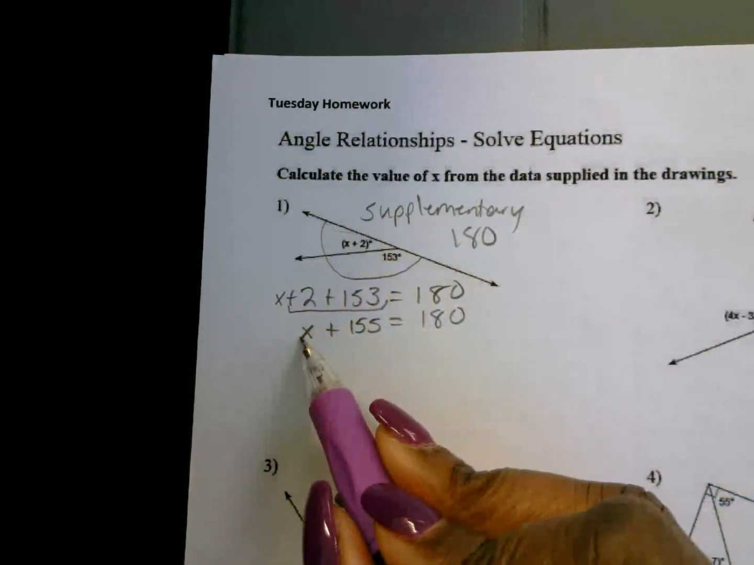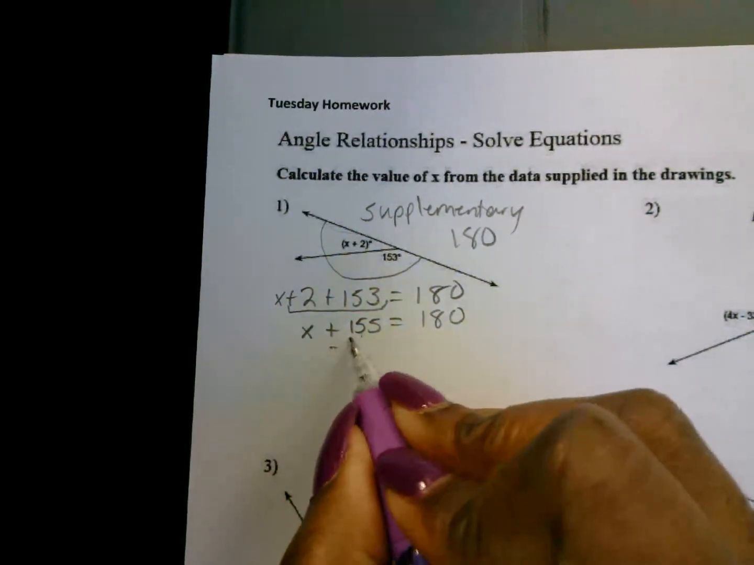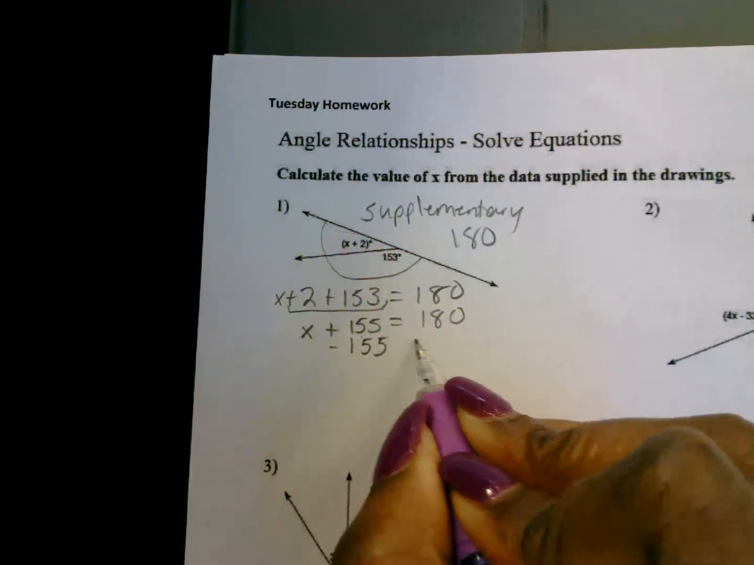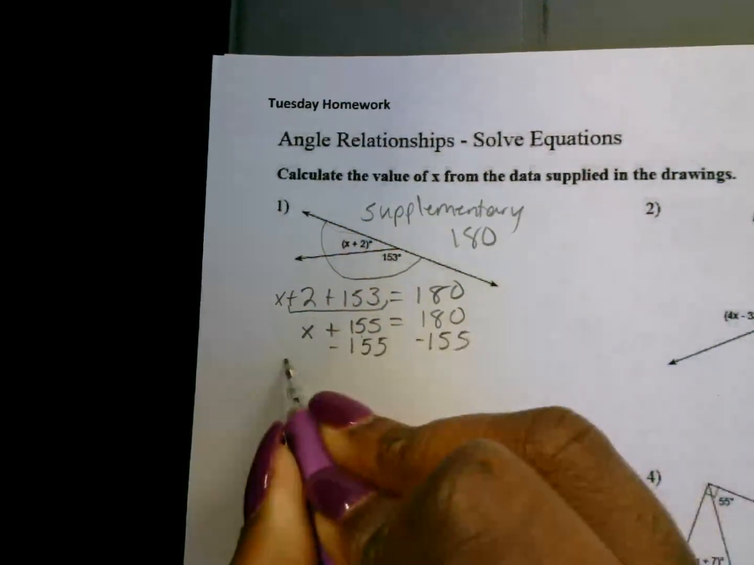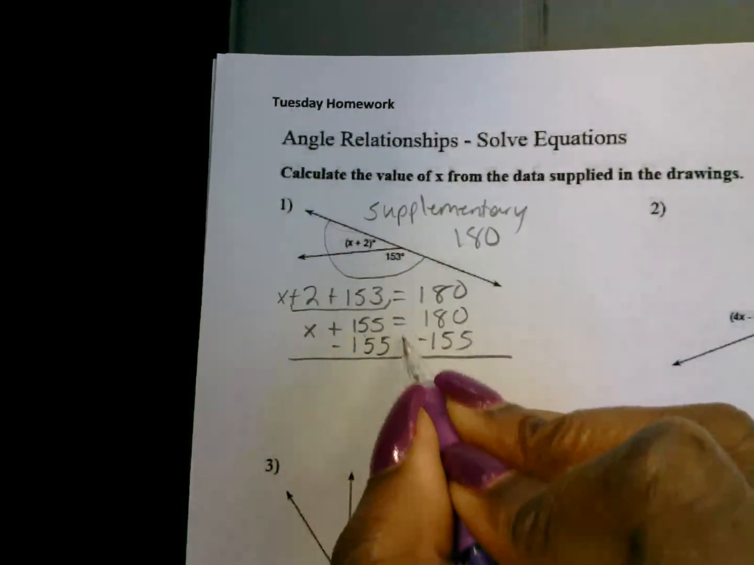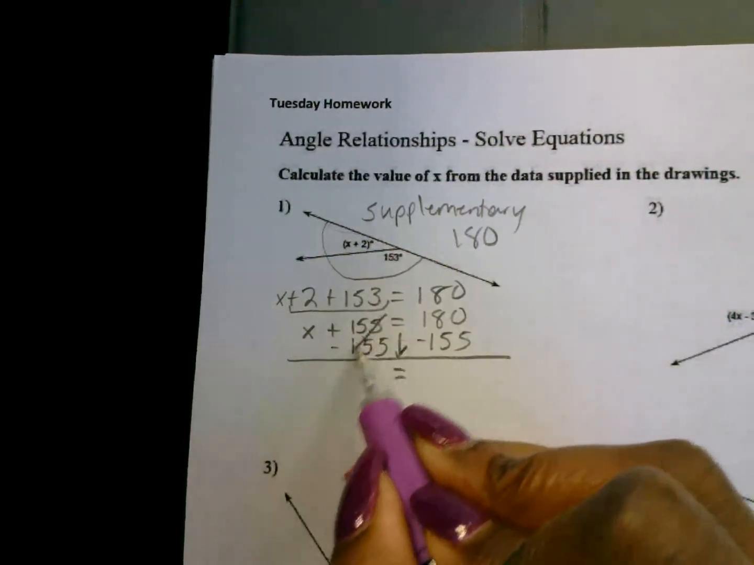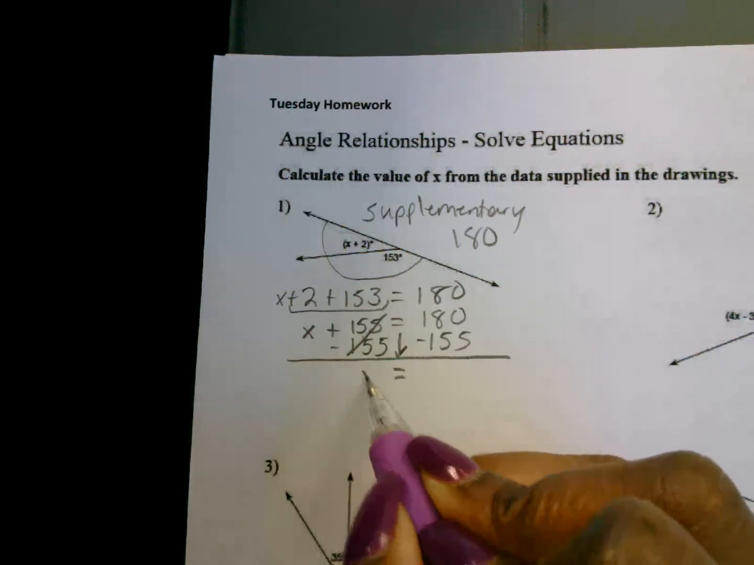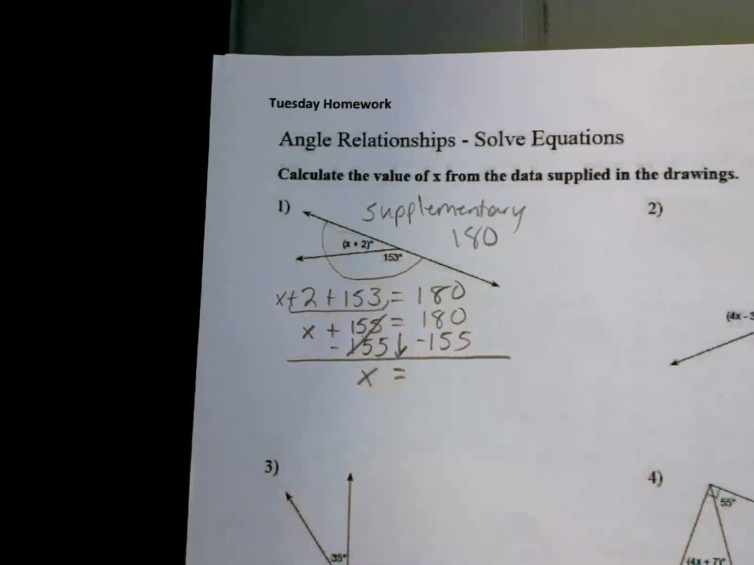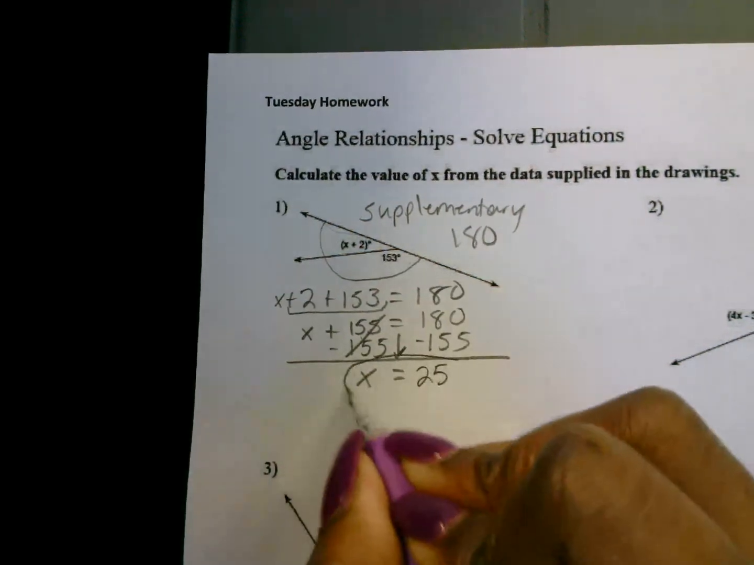Now to get x by itself, to solve for x, we've got to get rid of the positive 155. So we're going to subtract. The opposite of adding is to subtract. Whatever you do to one side of this equation, you have to do to the opposite side of the equal sign. Okay? So when you subtract 155, that's 0, and we're left with x. On this side, 180 minus the 155 gives us 25. So x is equal to 25.